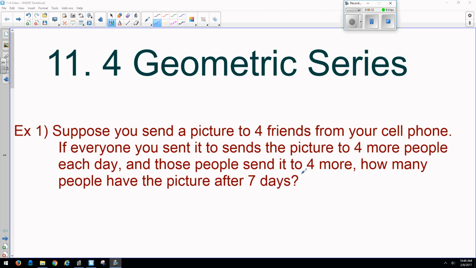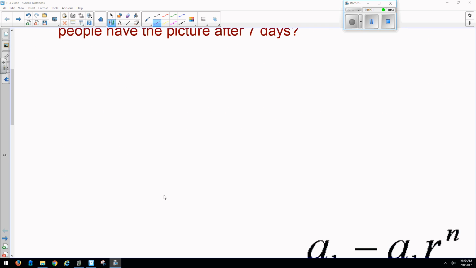So we can see in the example here, if you send a picture to 4 friends, and then those people send it to 4 more friends, and those people send it to 4 more, and so on, how many people would have gotten the picture after 7 days? So we would have to figure all of it out, add all of it up, and go from there. So that represents a geometric series.